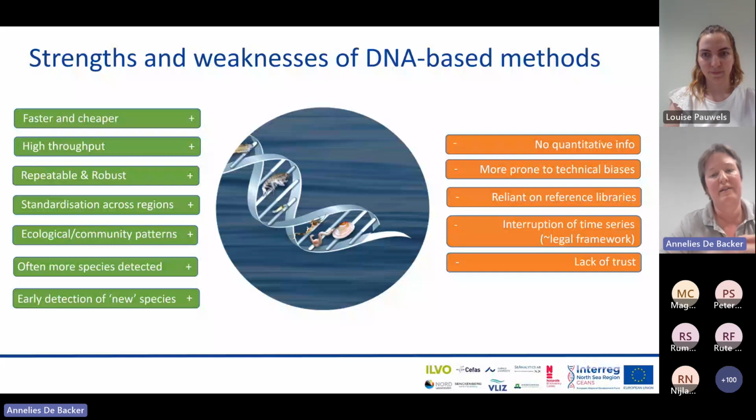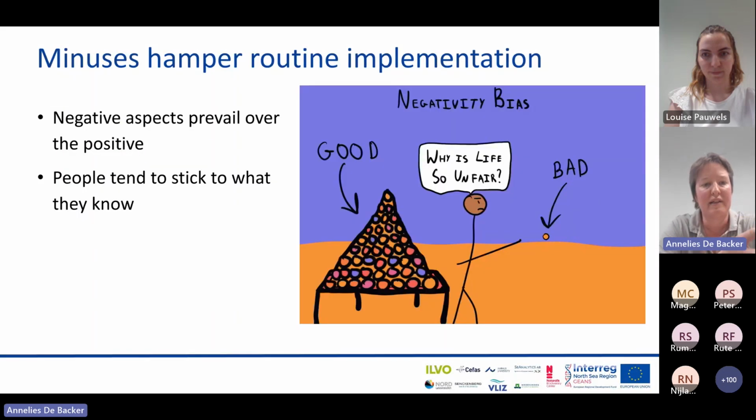Implementing DNA-based methods might also mean that you have to interrupt a traditional time series, for instance, that's built up in the framework of MSFD. And still, there is sometimes a lack of trust at stakeholder level in these methods. And we see that these negative aspects are hampering routine implementation, since often it's the negative ones that prevail over the many positive ones. As well, inherent to human psychology, people often tend to stick to what they know, which is making actually the road towards implementation quite challenging.